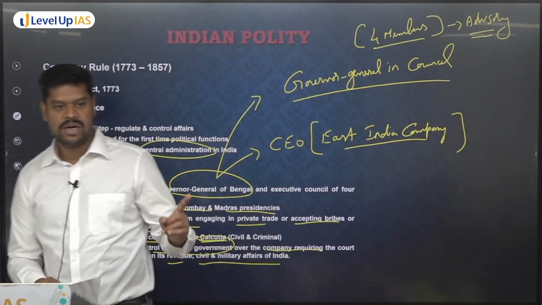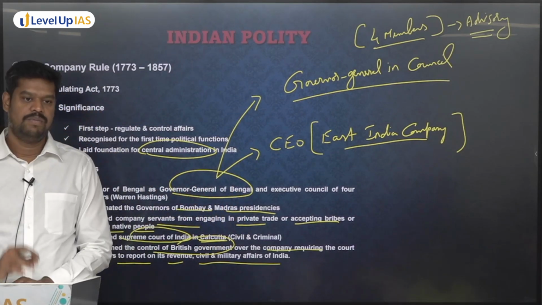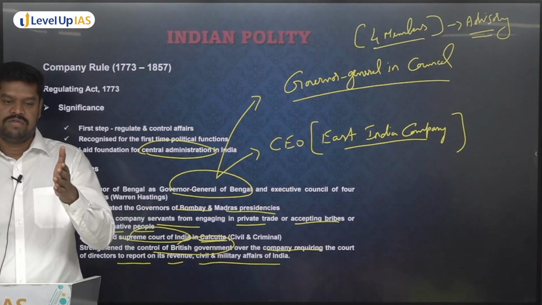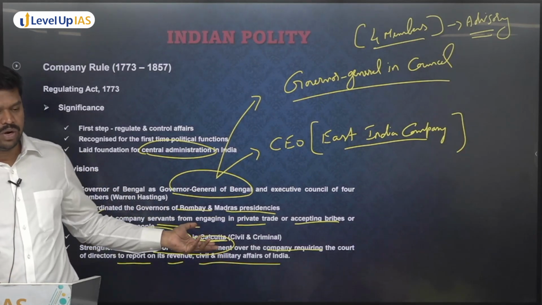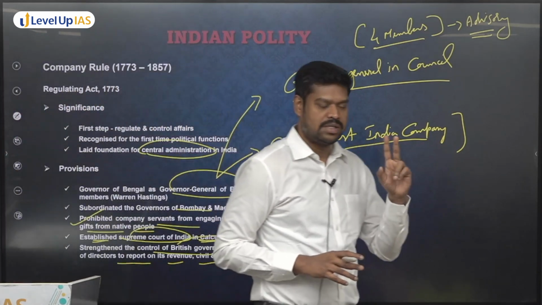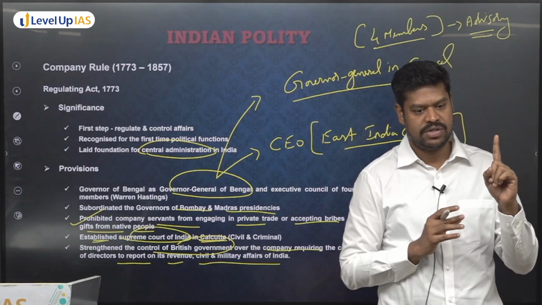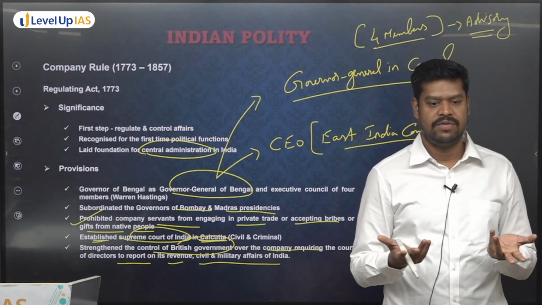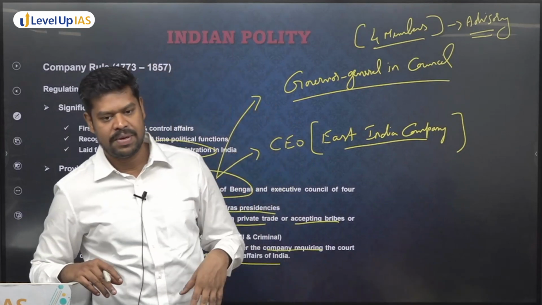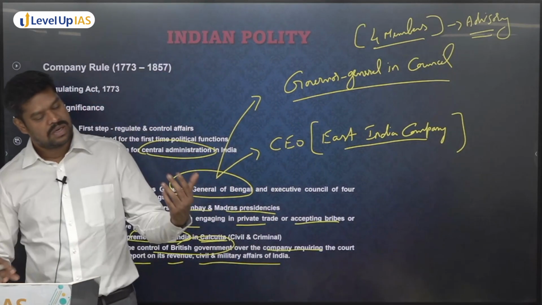So what does it mean? It mandated that the Court of Directors report to the British Crown on the various affairs of the company. So what was the role of the company at this point of time after the Regulating Act of 1773? They were performing both commercial functions as well as political functions. What do you mean by commercial functions? They are trading activities. And what are their political functions? Collecting revenue from the people, maintaining the army, providing civil administration, and the criminal justice system.